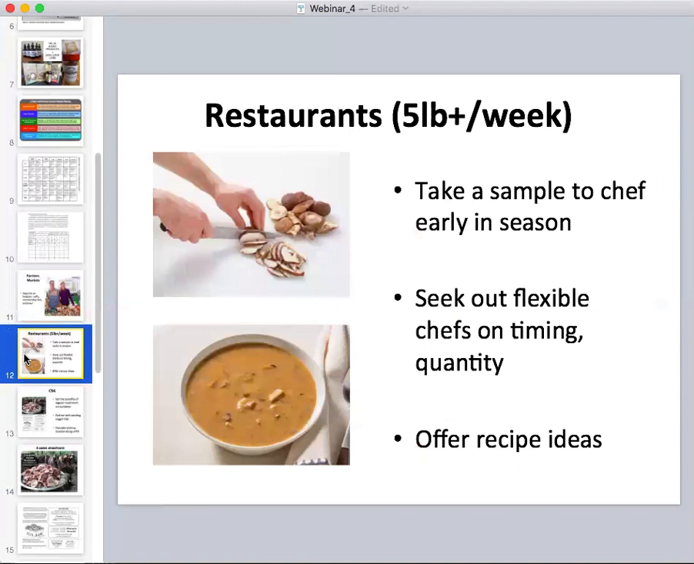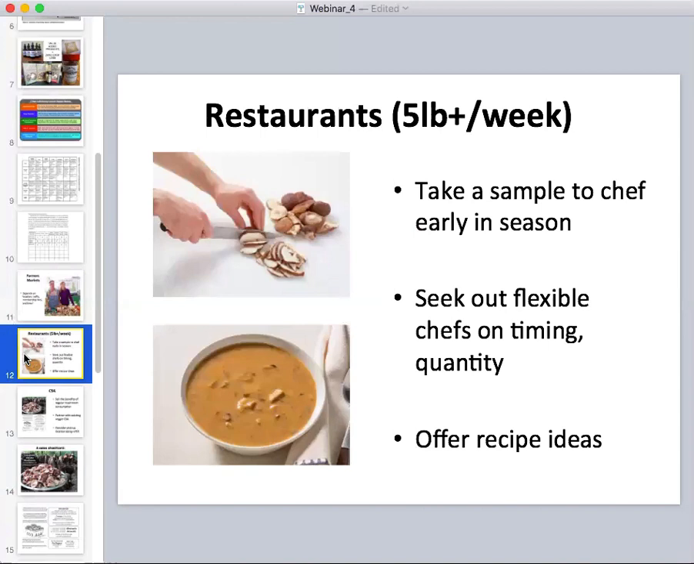I think restaurants are one of the wonderful places that mushrooms do really well in. I think there's a lot of opportunity and good potential. So generally restaurants want at least 5 pounds a week. Sometimes they'll take 3 pounds. Sometimes they want over 10 pounds a week. It really depends. It's really important to visit and get to know chefs or the buyers for these different restaurants. It's really important to take them a sample and take them your sales sheet, which we'll talk about in a little bit, and try to have a conversation with them.